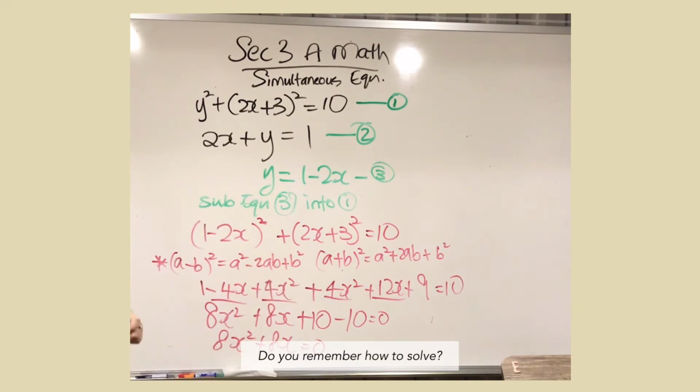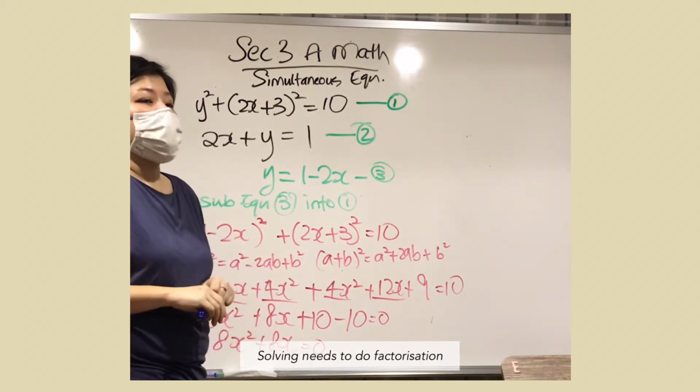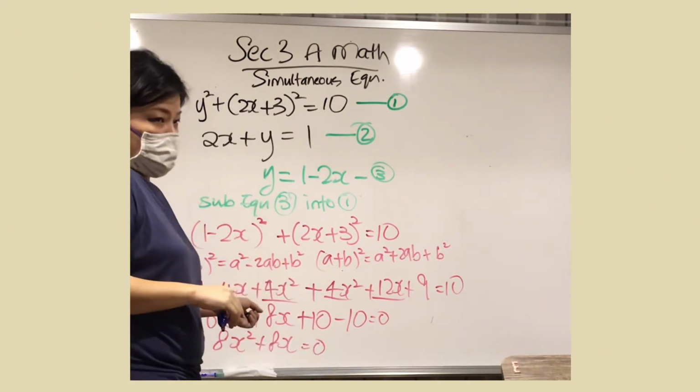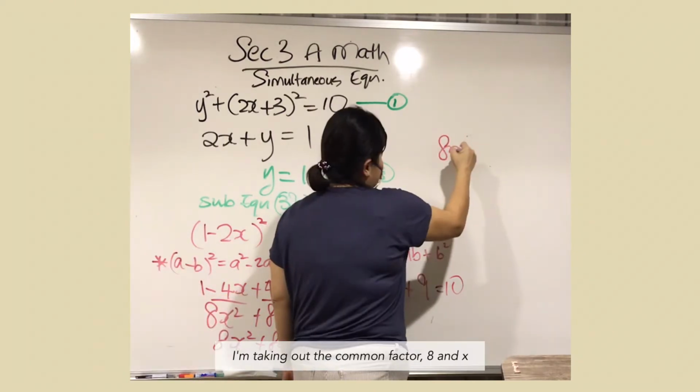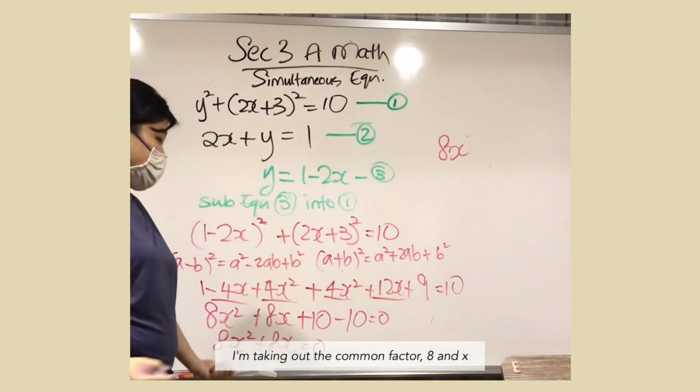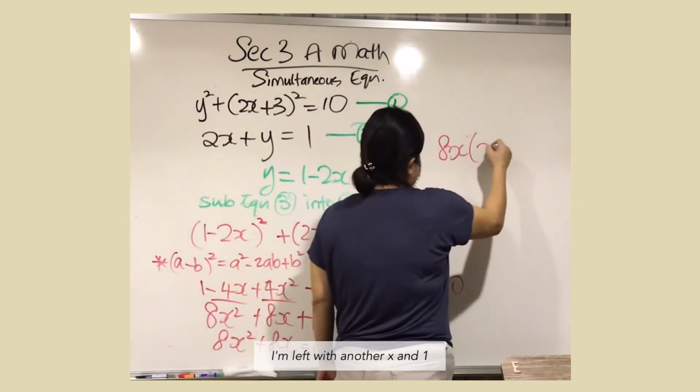Do you remember how to solve? Solving needs factorization. Okay, so if you factorize this part, I'm taking out the common factor of 8 and x. I'm left with another x and a 1.